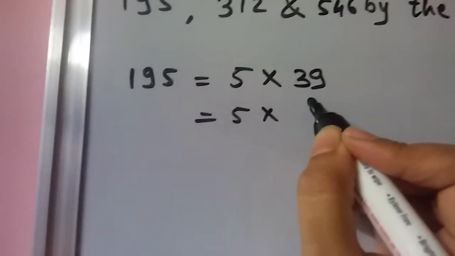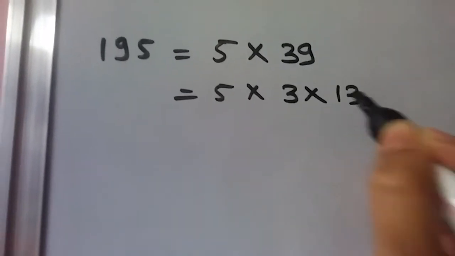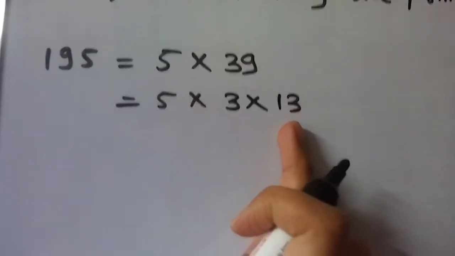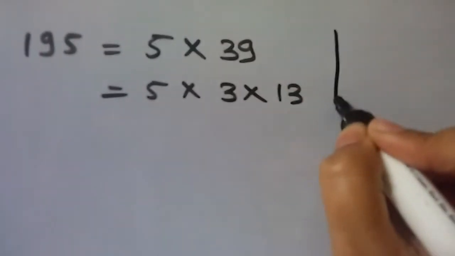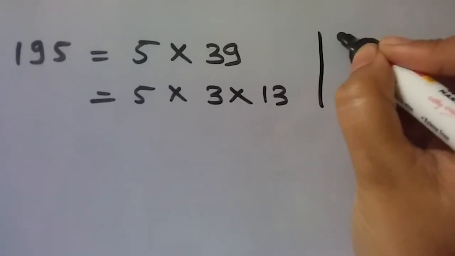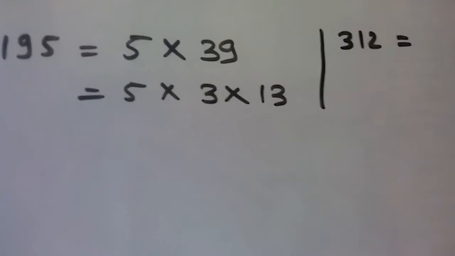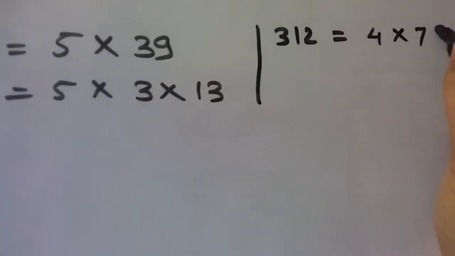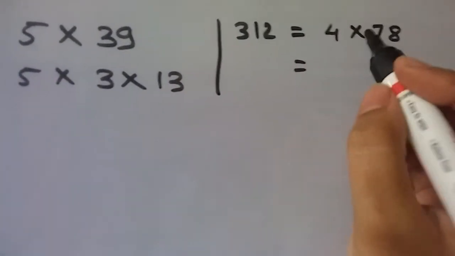How to factorize this 39? 3 into 13. Can we factorize 39 further? No, so stop here. Next, 312. 312 is 4 multiplied by 78. Now this 4, how to divide this 4?